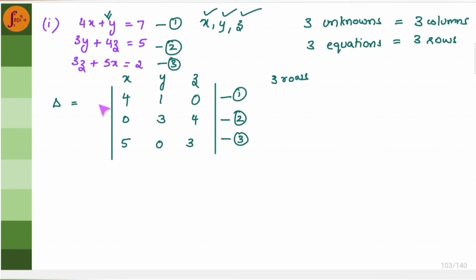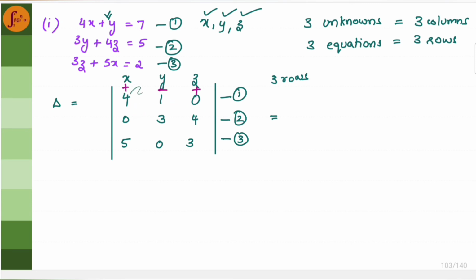Now to make it easier, I will choose the row which has 0. Here all 3 rows have 0, so I can pick up any row. So let me pick up the first row. Let's come up with the signs first. It will be plus, minus and plus. These are the signs for the first row, right?